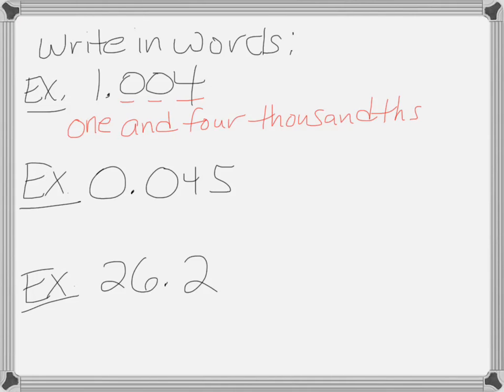Looking at the next one, there is no whole number. And so you go all the way to the end to determine if you're going to call it tenths, hundredths, thousandths, whatever. So looking to the right of the decimal, the first digit is tenths, then hundredths, and then thousandths. So at the very end is thousandths. That's what we'll write for our answer. And we've got the 4 and the 5, just put them together. So the answer is 45 thousandths.